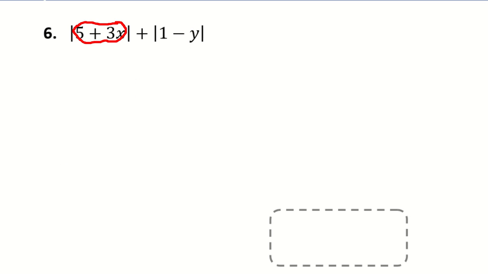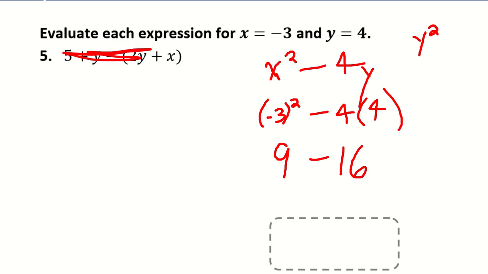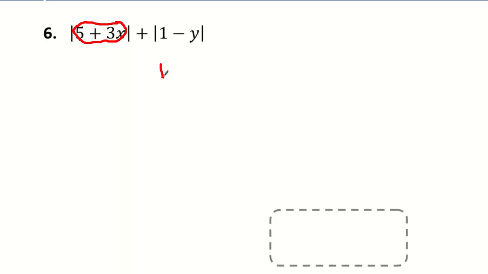No, not necessarily. Okay? So what was y? 4. So here you would first do 1 minus 4. You would plug in 4 for y, do the 1 minus 4 to get -3, and then take the absolute value and get 3 for this part over here. Moving on, okay?